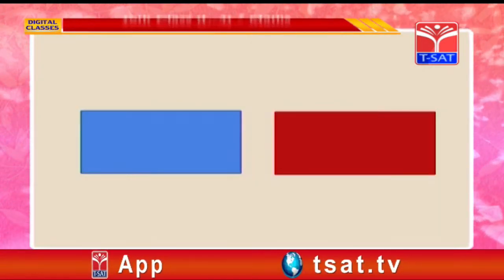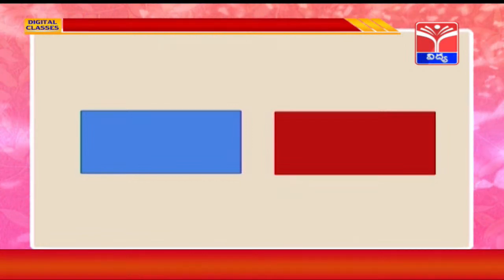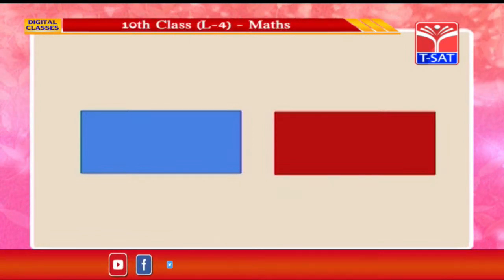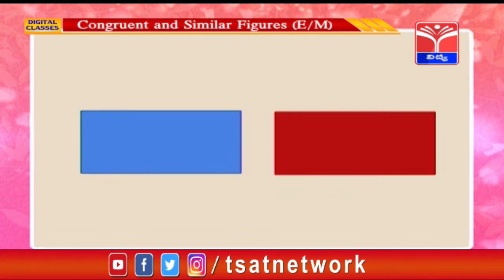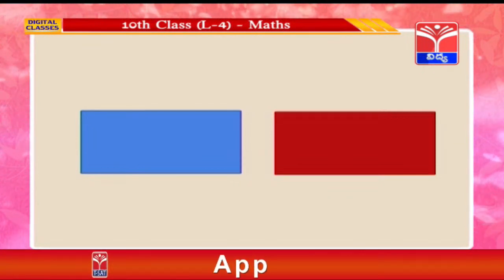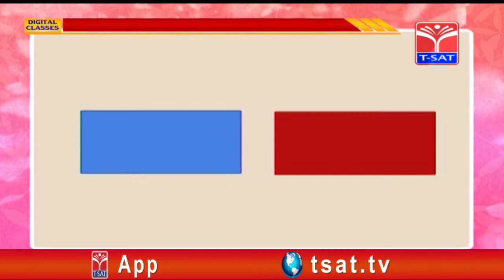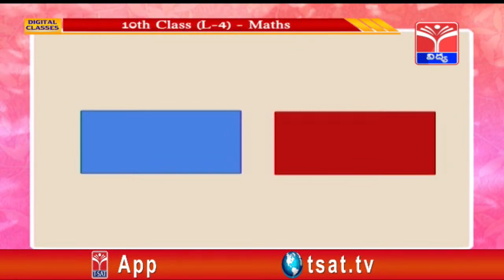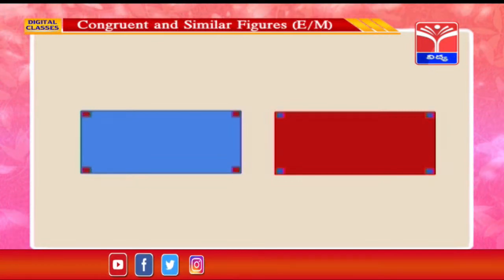Now, observe these two rectangles. You know very well each angle of a rectangle is 90 degrees. So, the corresponding angles in these two rectangles will be equal. Now, let us try to place one over the other to see whether the corresponding lengths and breadths of these two rectangles are equal. So, let us do that.